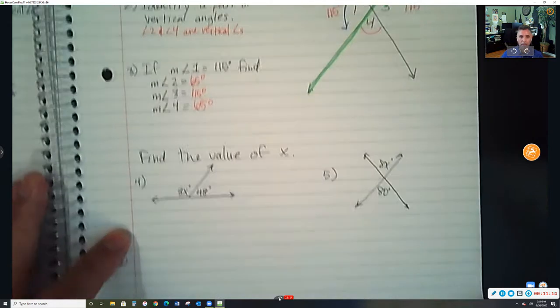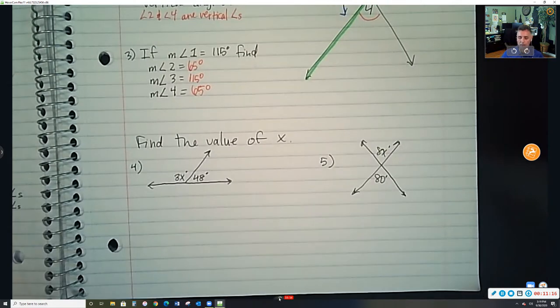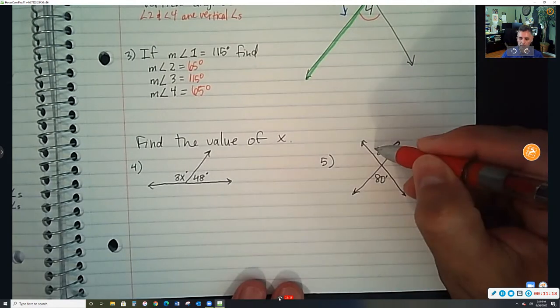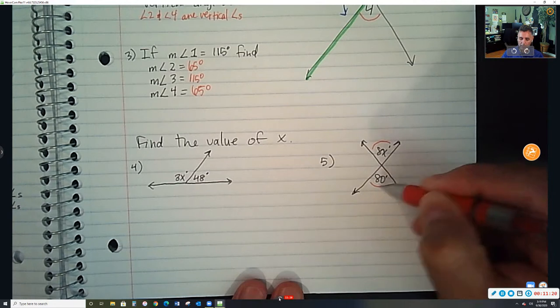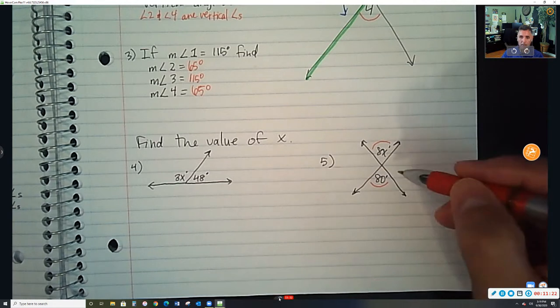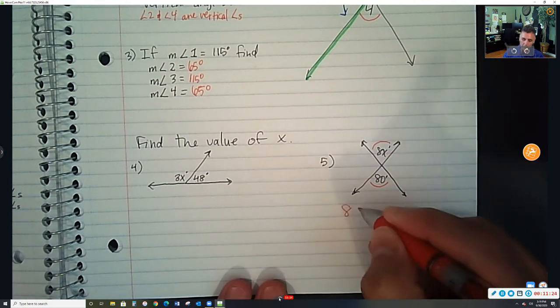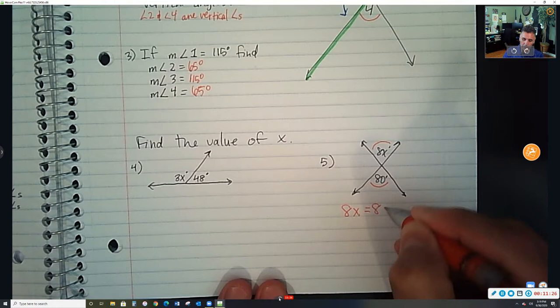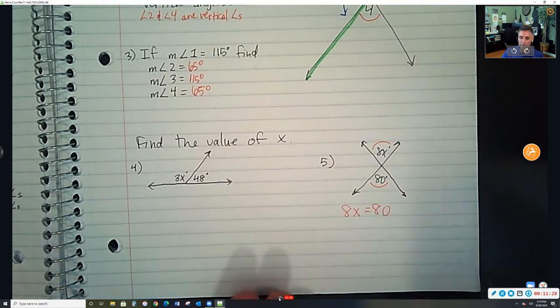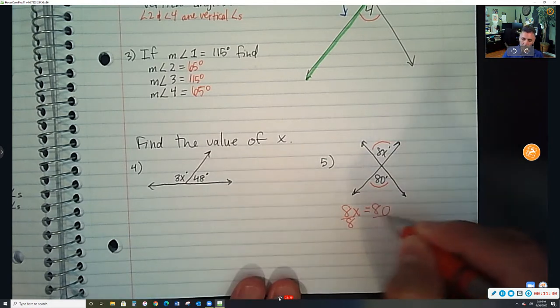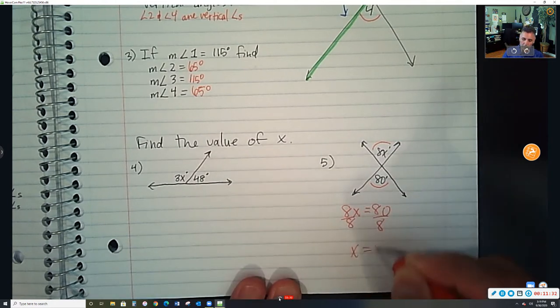And then finally, let's solve these last two. Since we were just talking about vertical angles, I know that angle and that angle are vertical angles. Let's solve this first. And since they're vertical angles, again, vertical angles are congruent. Set them equal to each other. Divide by 8, divide by 8. X equals 10.